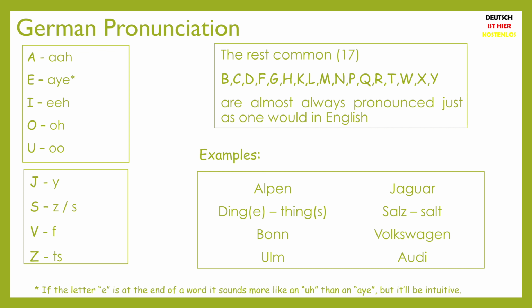The S usually sounds like an English Z wherever it is intuitively possible, otherwise simply like the English S. The V is always pronounced like an English F. The Z always takes the sound Z. The remaining 17 common letters are almost always pronounced the same way as in English. Once we come across more words, you will start understanding it even more.